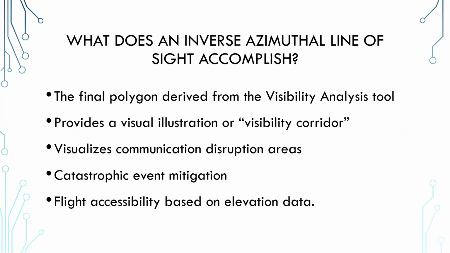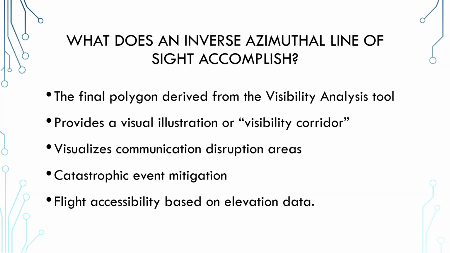So what does an inverse azimuthal line of sight accomplish? To avoid catastrophic events impacting current operational UAV systems, a means to avoid obstructions between ground control beacons and UAV platforms must be addressed to ensure constant line of sight for communication and control. A constant line of sight between a beacon and a UAV may be interrupted, but is needed to avoid a catastrophic failure event.